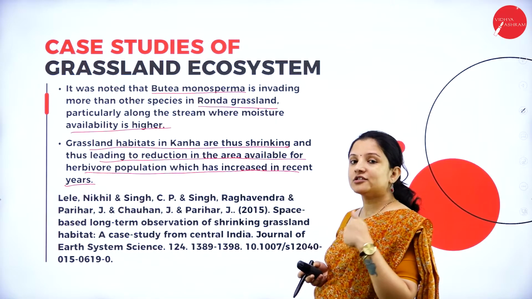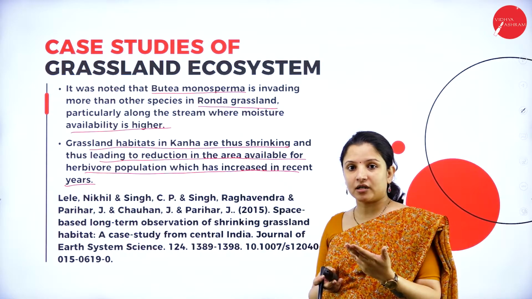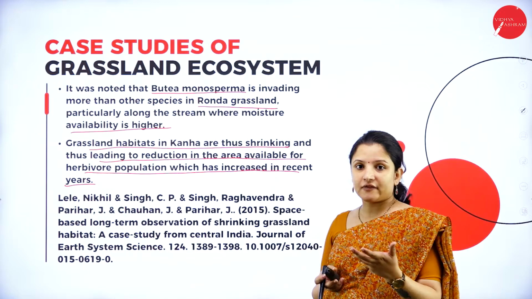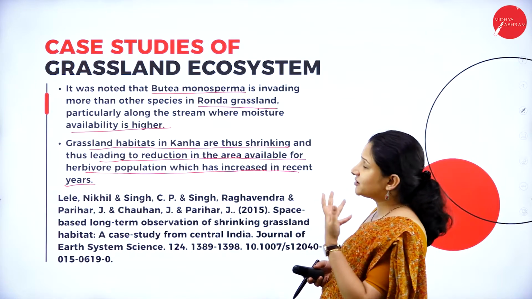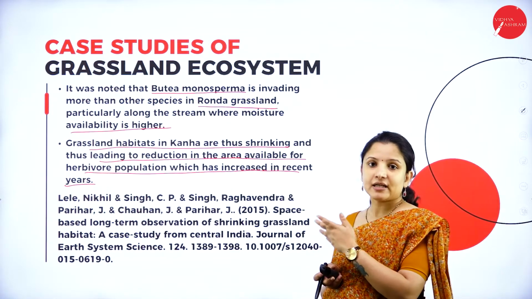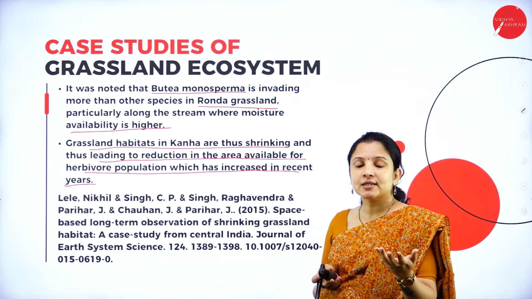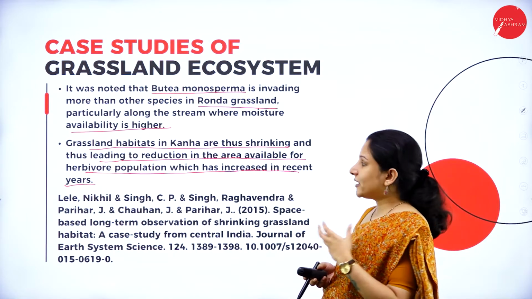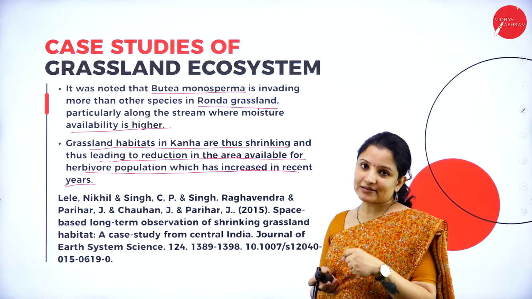Therefore there was a change in the habitat occurring because of human intervention. Maybe people themselves started planting these trees for timber purposes, furniture making, etc. So that is how the shrinkage of the grassland started.